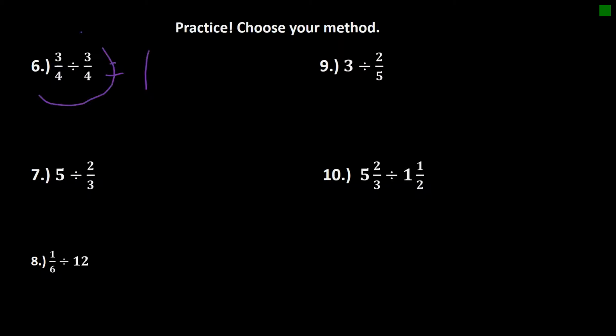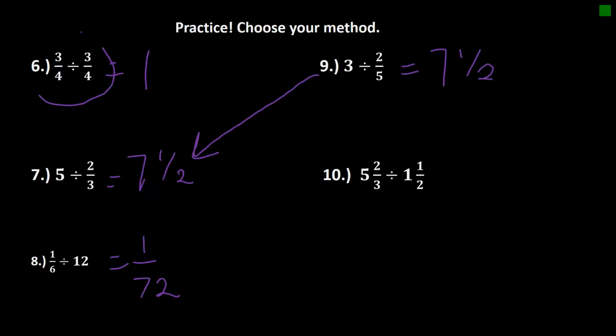Hopefully you got that. Anything divided by itself is just 1. Number 7, I got 7 1/2. Number 8, 1/72. Number 9, I got 7 1/2. It was really close to this one. The numbers kind of worked out that way. And then number 10 was 3 7/9.